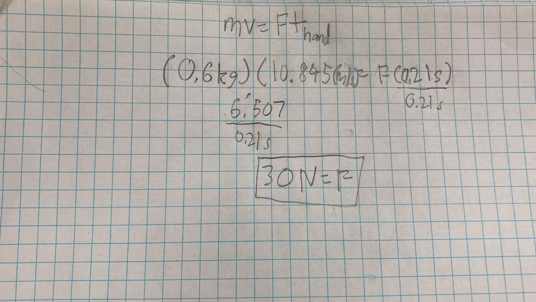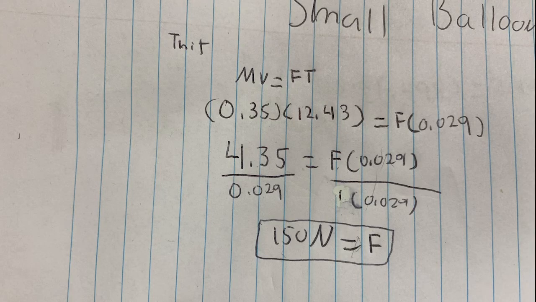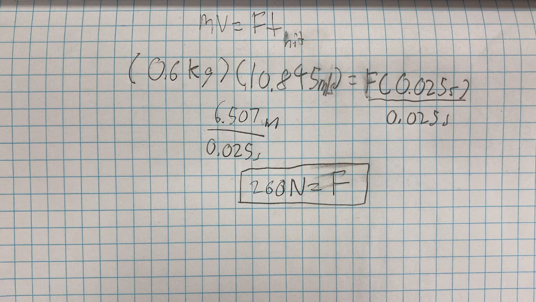To find the force of the impact on the board and the force out of the hand, you set up an equation: mass times velocity equals force times time. We must isolate F, which is force, by multiplying the left side and then dividing everything by the time. Then we get newtons, which equals force. This is the premise of our four equations. The force out of the hand should be 30 newtons and around 17 newtons. Our impacts were 150 newtons and 260 newtons.